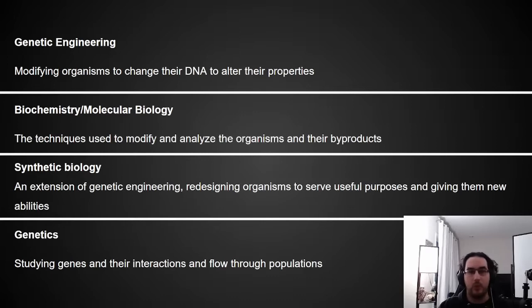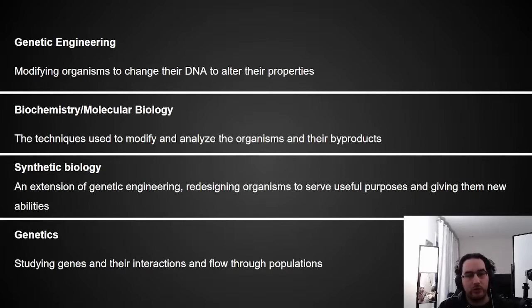So at its most basic, what is genetic engineering? Genetic engineering is modifying an organism to change its DNA or alter its properties. This could be any organism, doesn't matter. Whereas if somebody says that they're a biochemist or they do molecular biology, this could just mean that they're more in the domain of analyzing organisms rather than modifying them necessarily. So sometimes the terms molecular biology and genetic engineering are used interchangeably, but they don't necessarily mean the same thing.